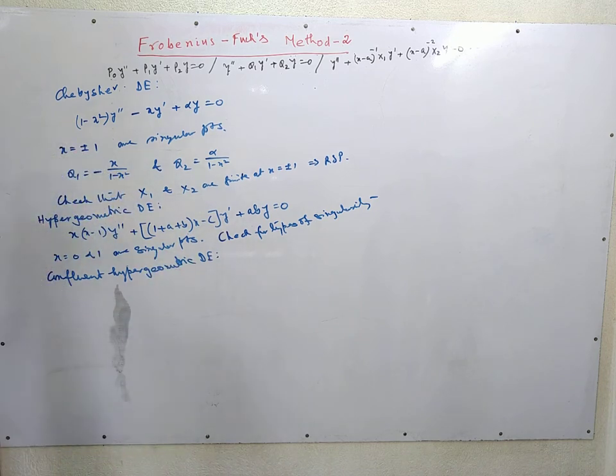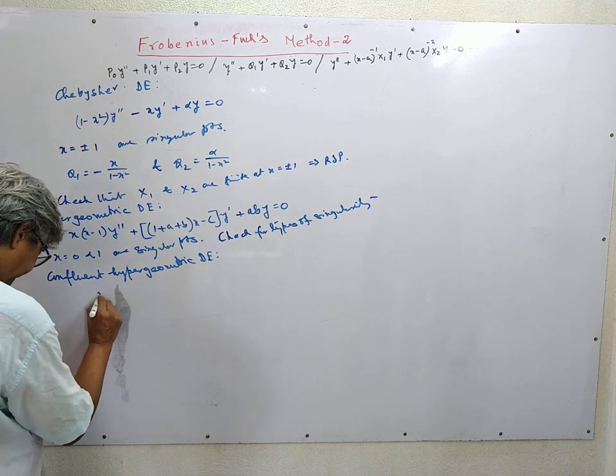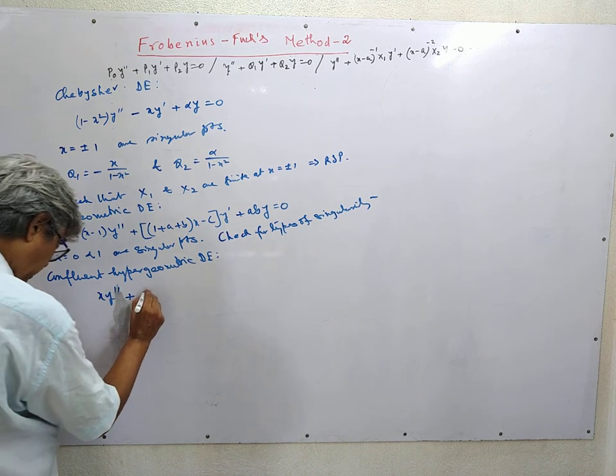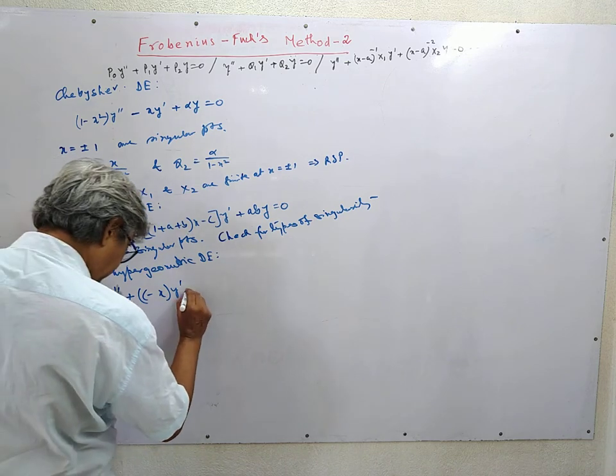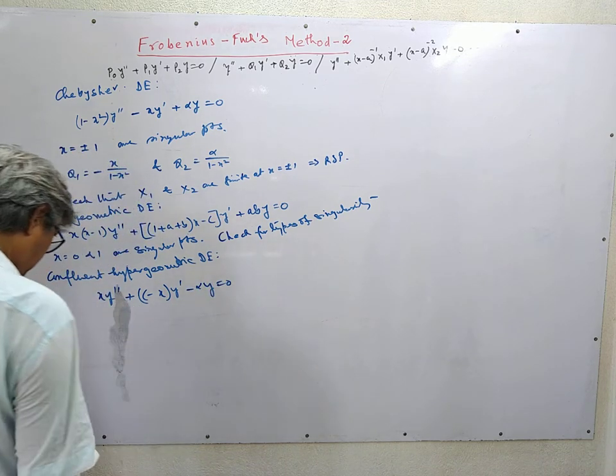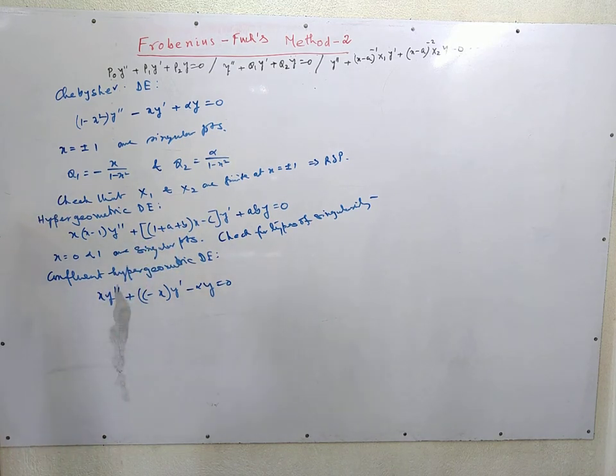Confluent hypergeometric differential equation. This is x y double prime plus c minus x y prime minus alpha y is equal to 0. Obviously x is equal to 0 is a singular point, and it is a removable singular point. Till now we have considered examples of interest in mathematical physics, where we have singularities, and the singularities are removable singularities.